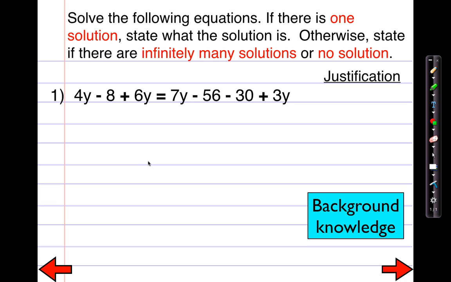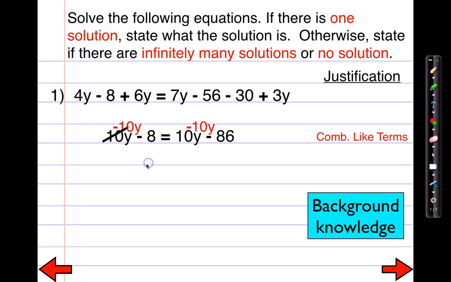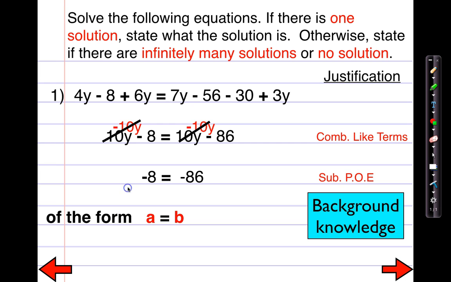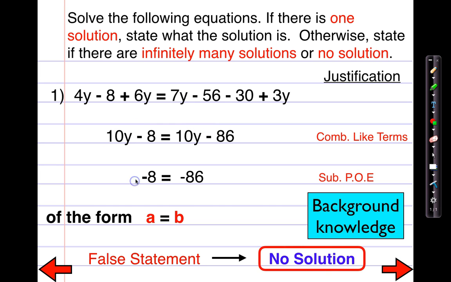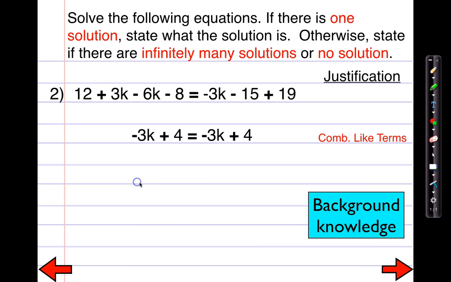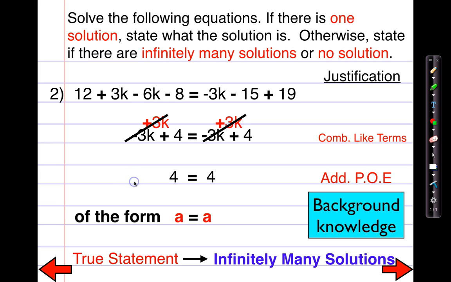So let's recall from our previous lesson what happened when we ended up with a false statement. Remember, if we end up with a false statement, our answer is going to be no solution. Then there was another case where we ended up with a true statement. With a true statement, our answer is going to be infinitely many solutions. So just keep that in mind, because those are the only two types that are different, other than the fact that you solving an answer, getting like x equals 3, that's a one solution.